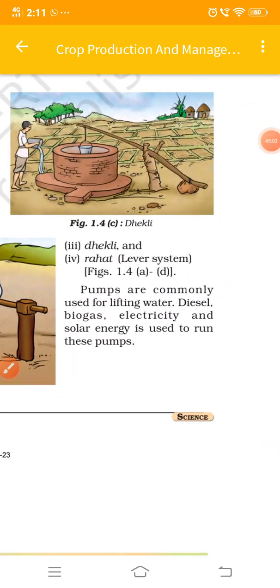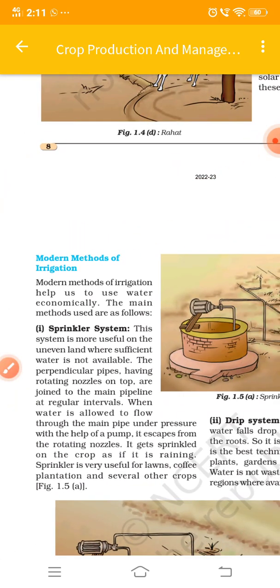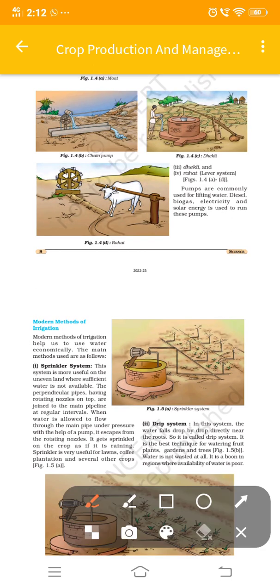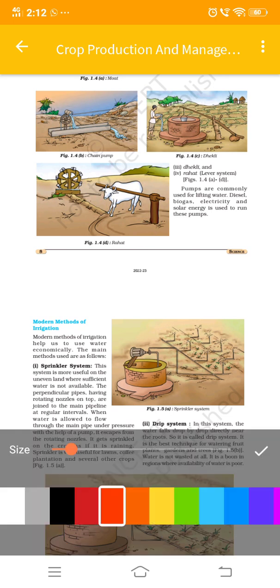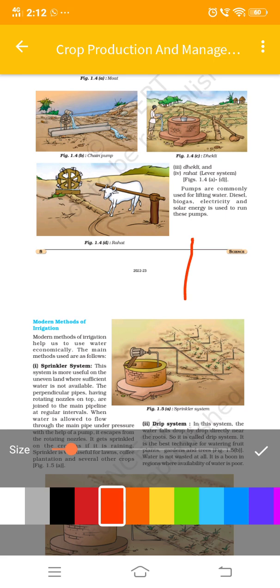Pumps are commonly used for lifting water, using diesel, biogas, electricity, and solar energy too. Modern methods of irrigation: the sprinkler system. We know what is there in the sprinkler system. I'll just explain it in brief. See what happens in the system.